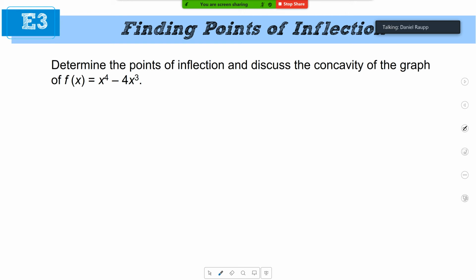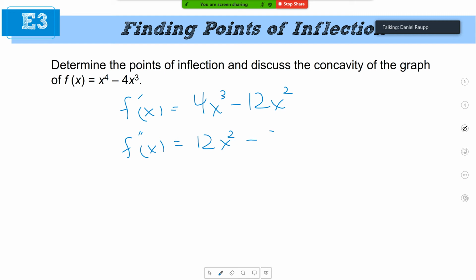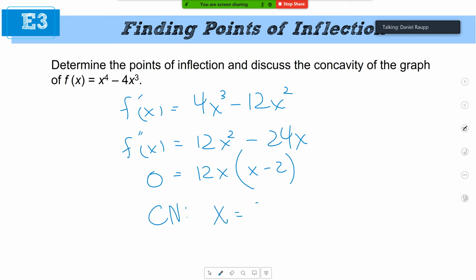Alright, so first I took the derivative of x to the fourth minus 4x to the third, and I got 4x cubed minus 12x squared. And then I took the derivative of that, and I got 12x squared minus 24x. And then I simplified that. I set that function to 0. Simplified it to 12x times (x minus 2). And for the values, I had x equals 2 and x equals 0.